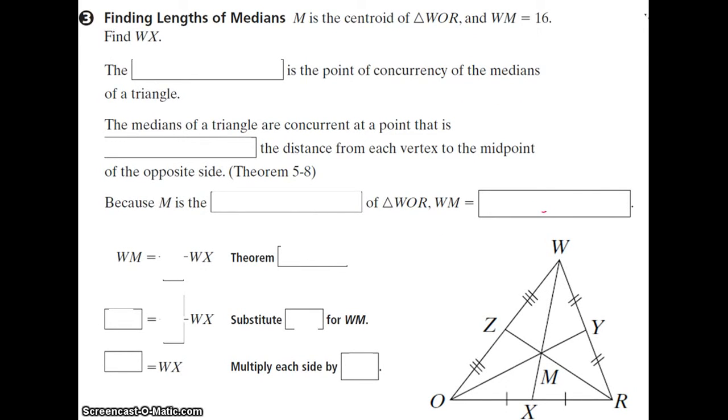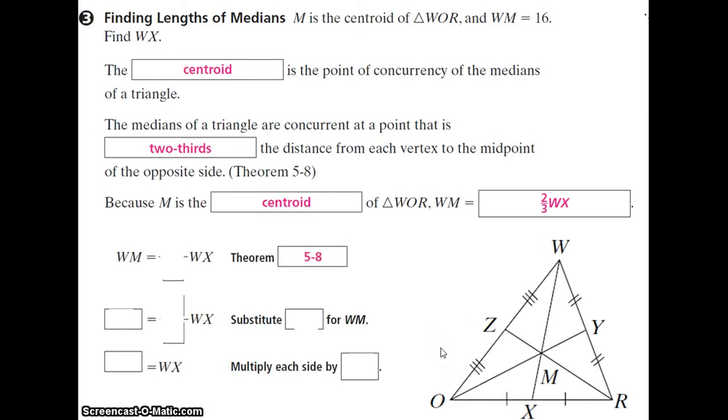Anyway, finding the lengths of medians. M is the centroid of triangle WOR, and WM equals 16. We want to find WX. I don't know if you remember from the very first page, we talked about how the centroid is the point of concurrency of the medians of a triangle, and the medians of a triangle are concurrent at a point that is 2/3 the distance from each vertex to the midpoint of the opposite side. So because M is the centroid, then WM is going to be 2/3 of WX. Here's WM, and WX goes all the way across.